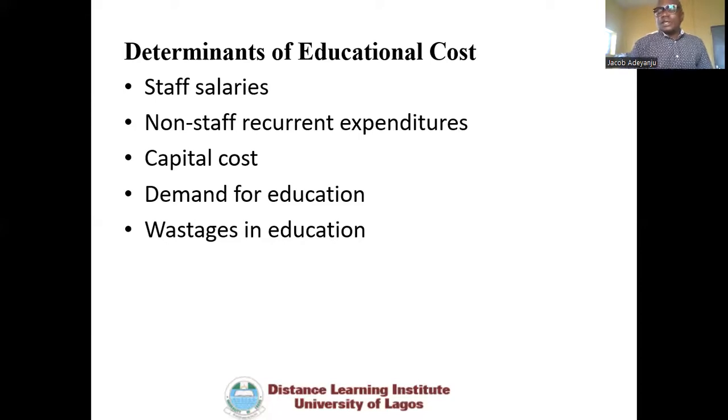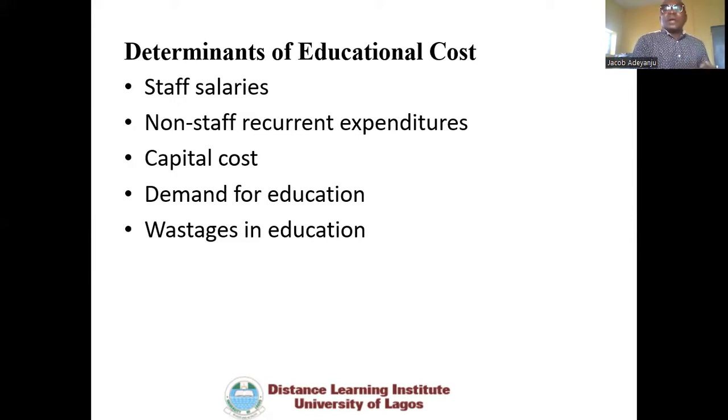What are the determinants of educational costs? Well, there are so many of them, but let us see how far we can go in mentioning and explaining these determinants. The first one is staff salary. When we talk of staff salary, we are talking of income that accrues to the personnel of the institution on a monthly basis. And as we all know, the education system is still labor intensive, that is, we need more of manual labor than machine. Staff salary dominates the cost in the education system.